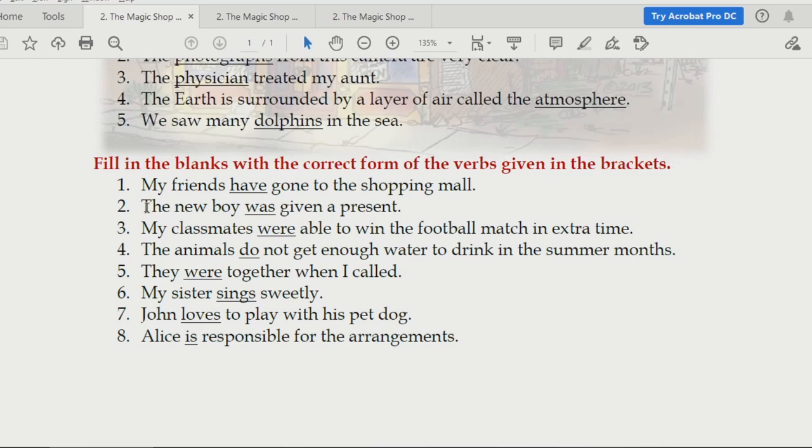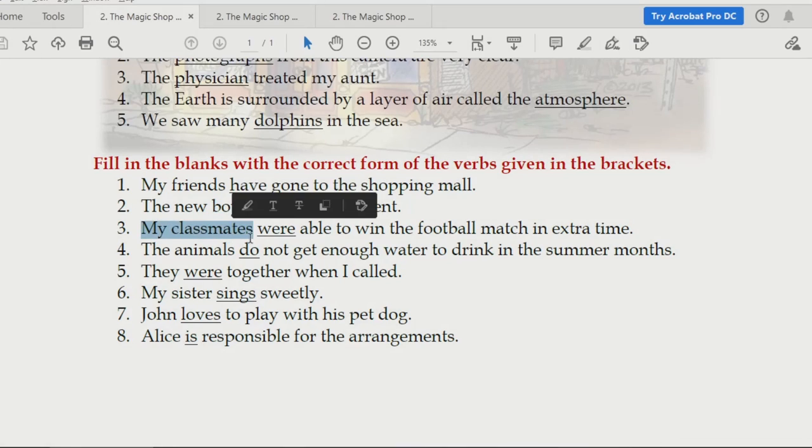Next one, the new boy was given a present. What is the plural of was? Were. W-E-R-E. That means this word, was, is singular. Now why did we use singular over here? Because the subject, that is boy, is in the singular form.